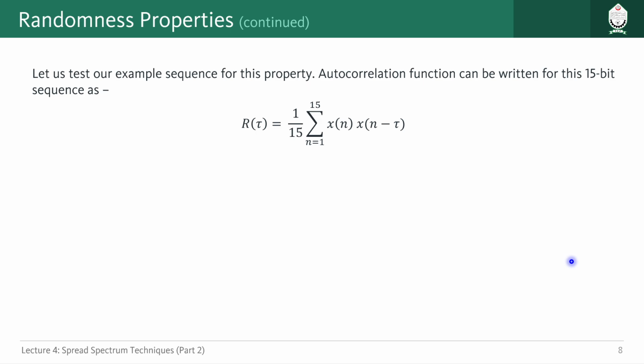Now as always, we are going to test our example sequence of 15 bits for this property. And for our sequence, we can rewrite our autocorrelation function as this. So we have to change n to 15 because the length or the period of our example sequence is 15.